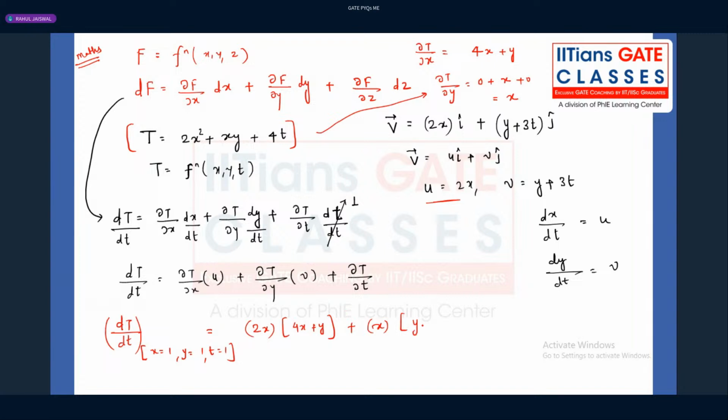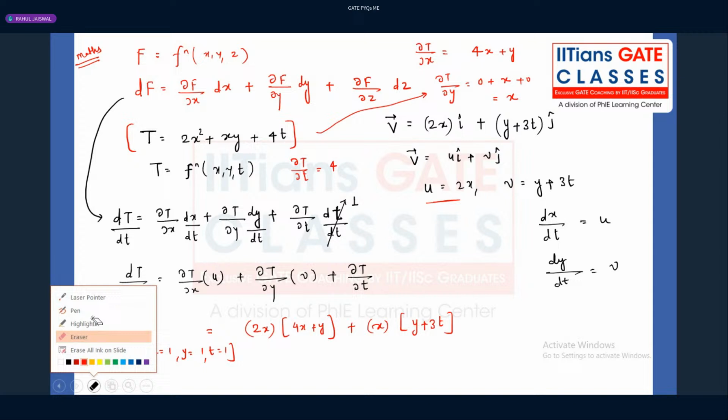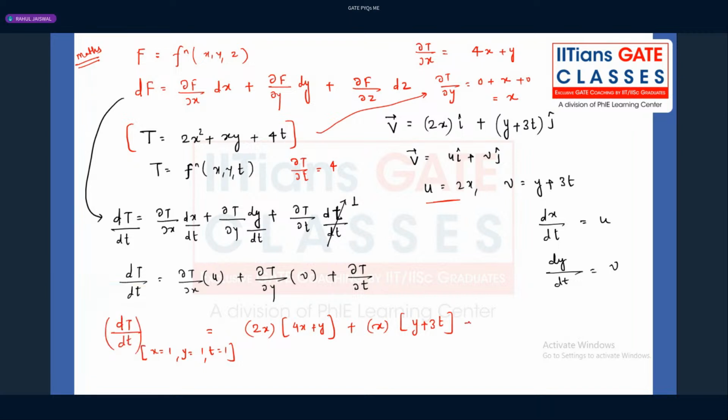And what is the v? y plus 3t. y plus 3t. And what is the ∂T/∂t, guys? If you try to differentiate here with respect to time, you are going to get 4 because in 2x squared, the first term there is no time variable. In the second term also there is no time variable. In the third term we are having what, guys? 4t. If you differentiate, you are going to get 4, right?